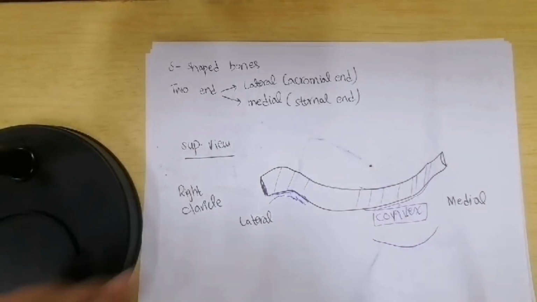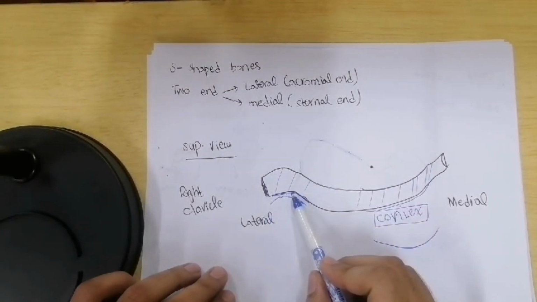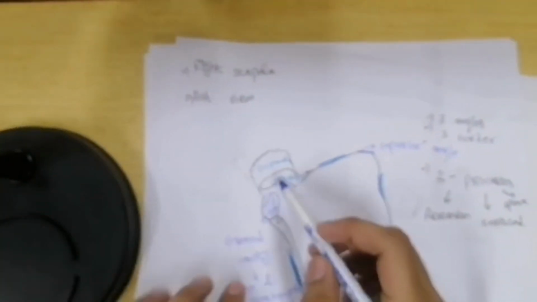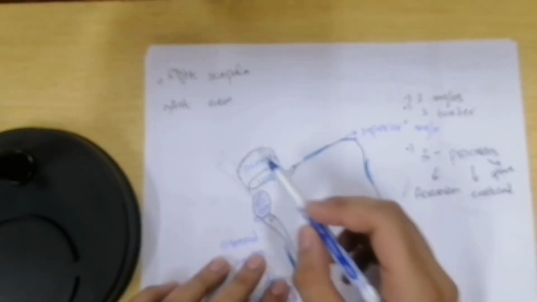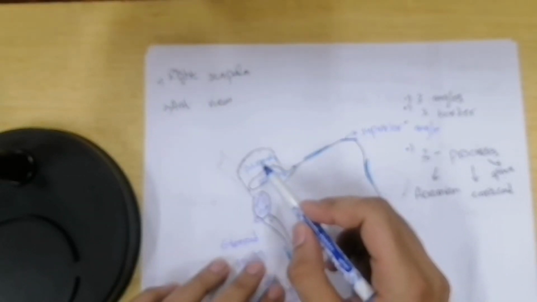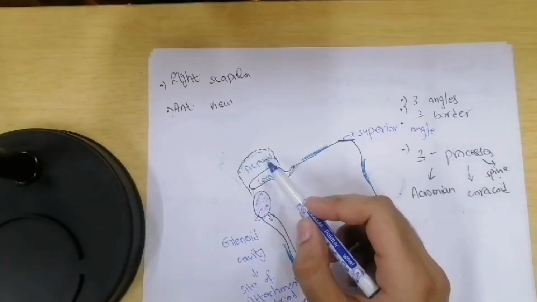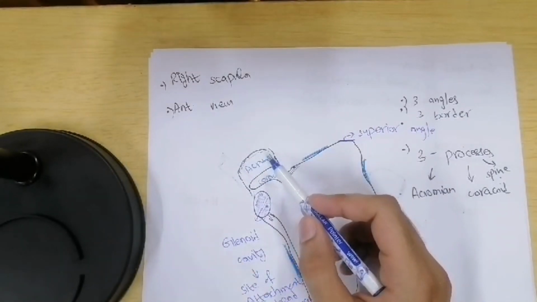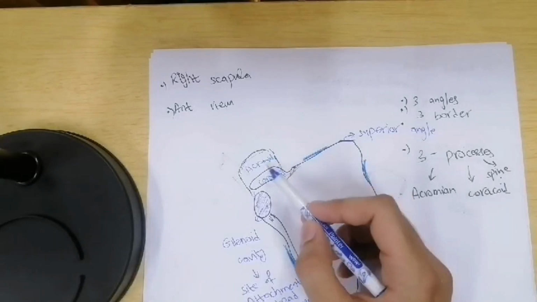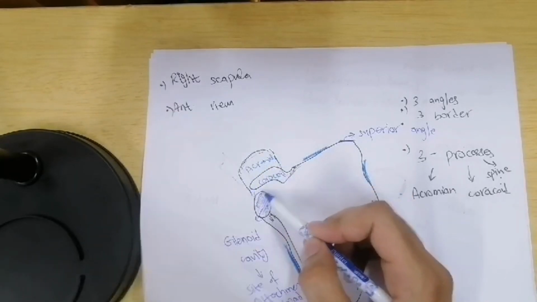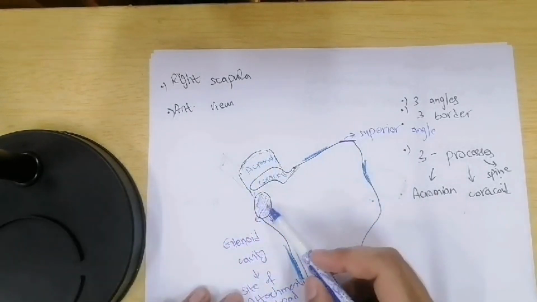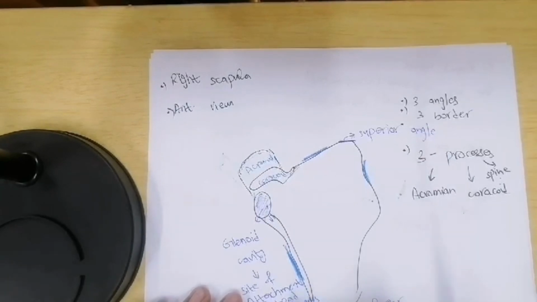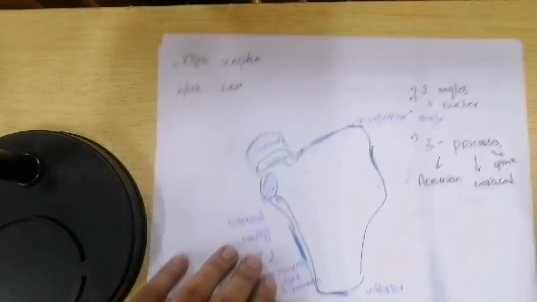Okay, and this lateral part of the clavicle, which is the acromial end, articulates with the acromial process of the scapula. Basically, the acromion is a process of the scapula, which projects anterolaterally and arches over the glenoid cavity. The glenoid cavity is a site of attachment for the head of the humerus. I have already told you.